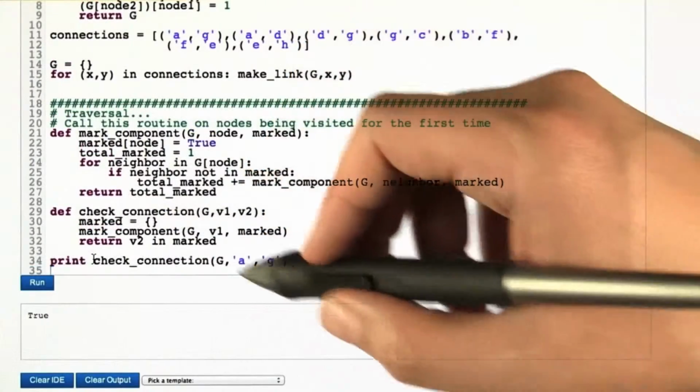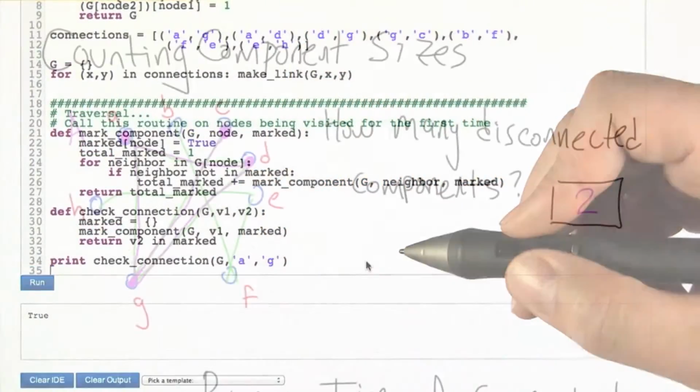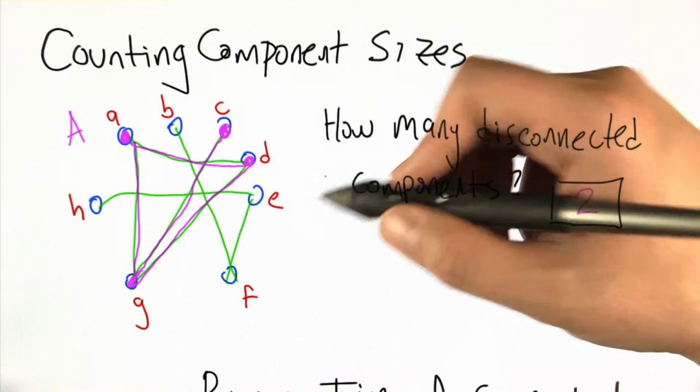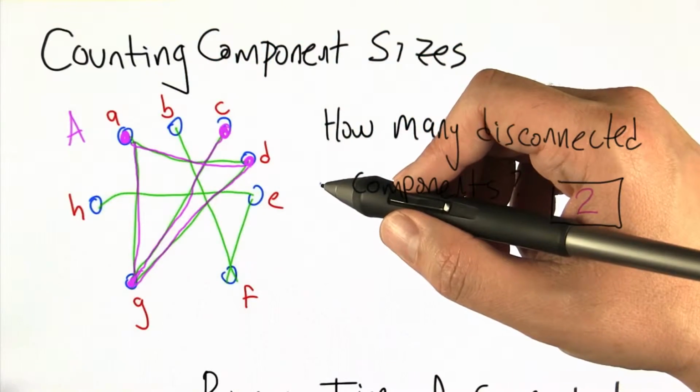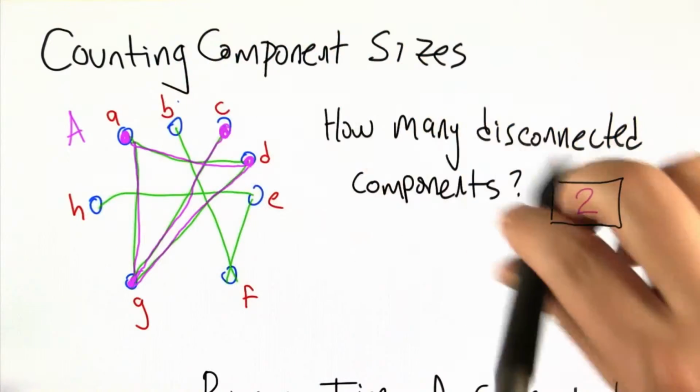So according to this, A and G are connected. Let's take a look back at the graph. G is reachable from A, but that's not so exciting to think about because they were pretty much connected directly. Let's try a more interesting one, say H and B.